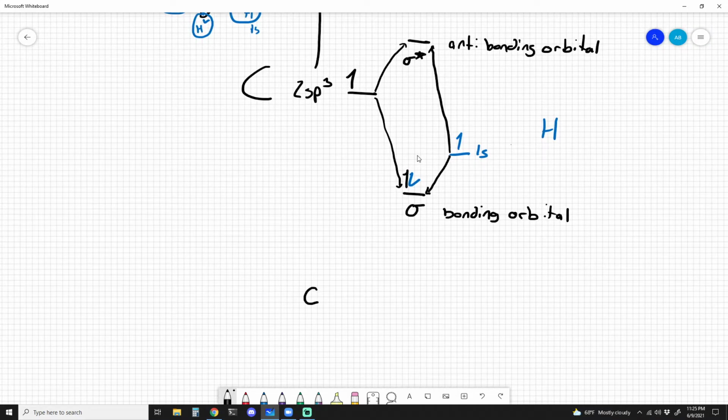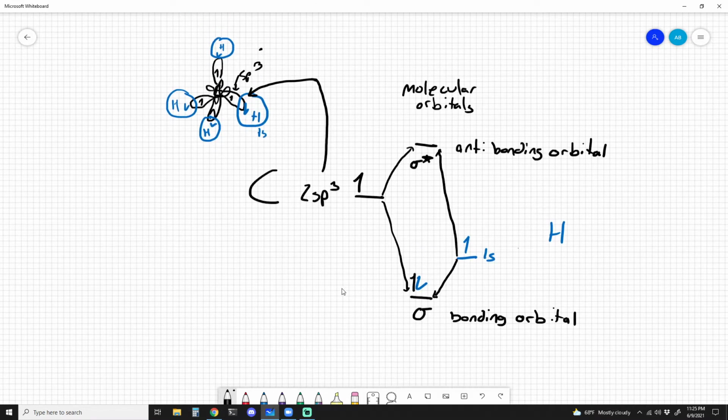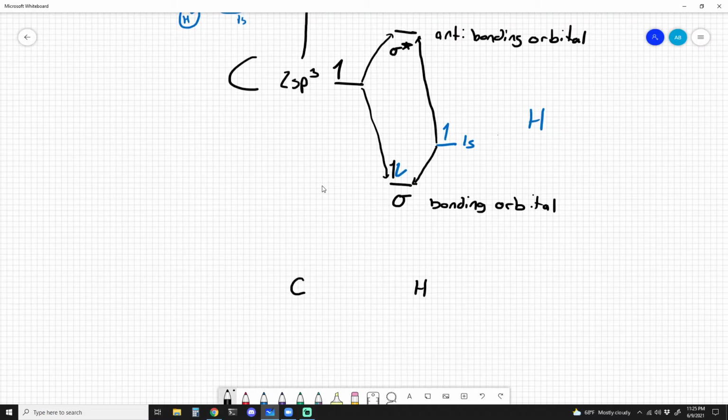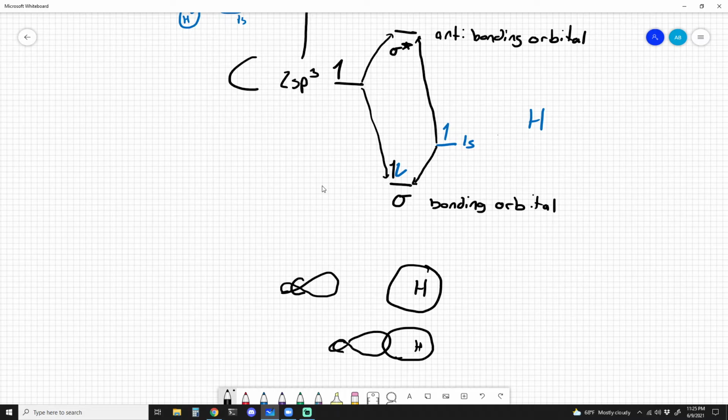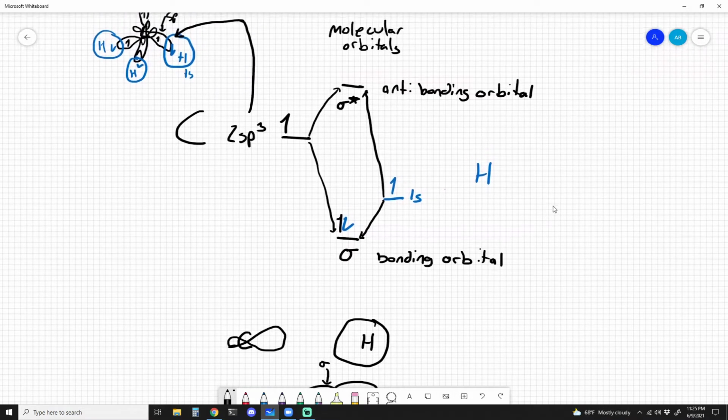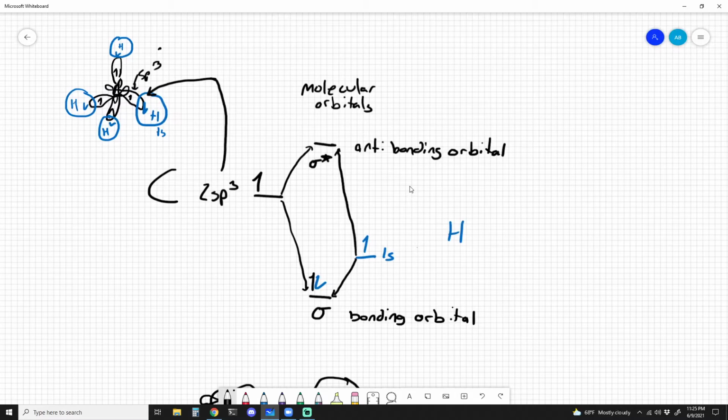So if this is your carbon, and this is your hydrogen, right? The orbitals look kind of like the orbitals we've been drawing, where your sp3 orbital is kind of dumbbell shaped with the greater side towards the hydrogen, whereas the hydrogen is just an s orbital that looks kind of like that. And then the bonding itself, we just picture there's an overlap between the two orbitals. And then this right here is our sigma bonding orbital.